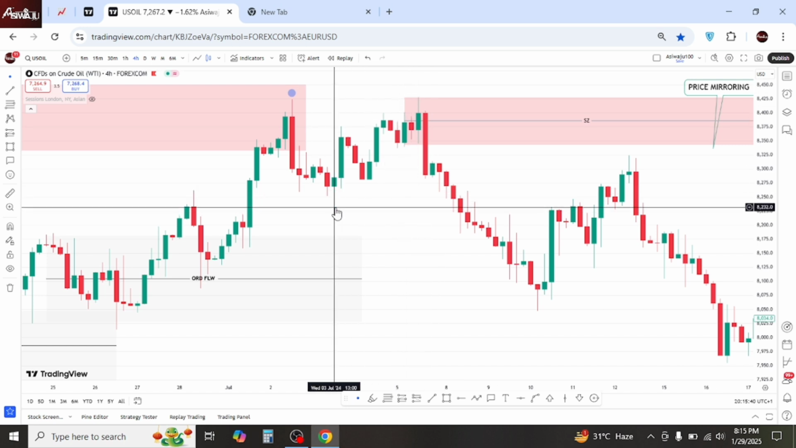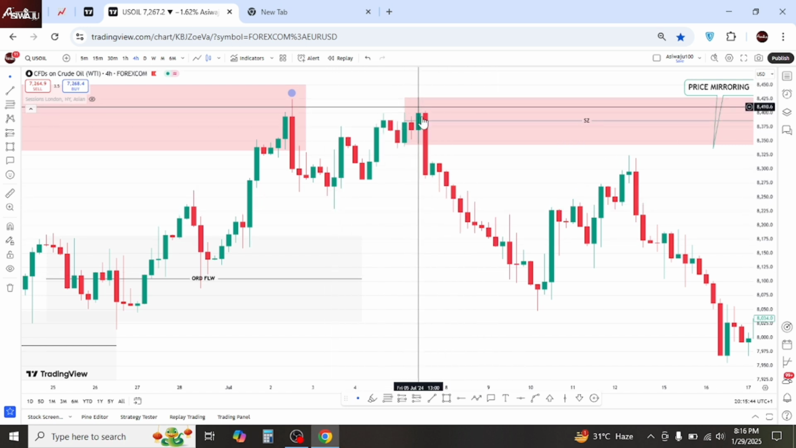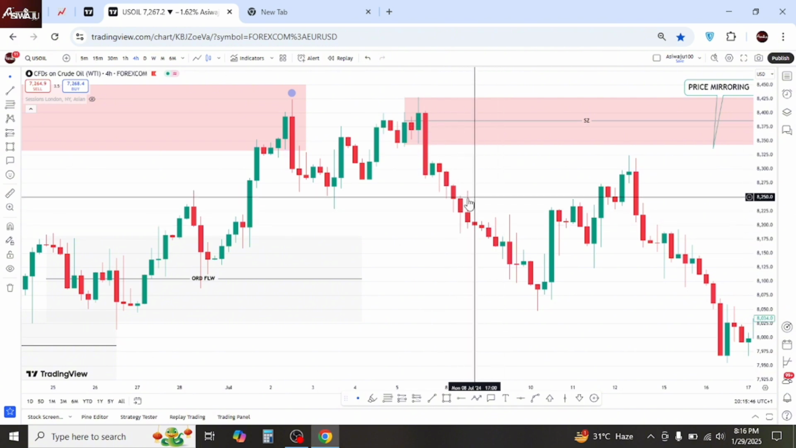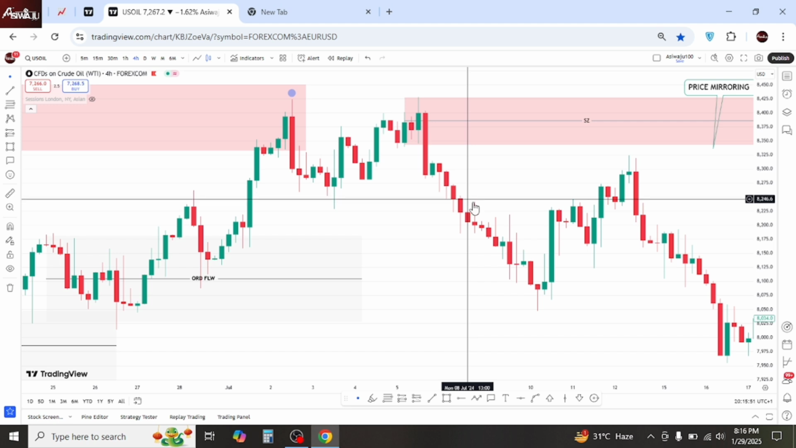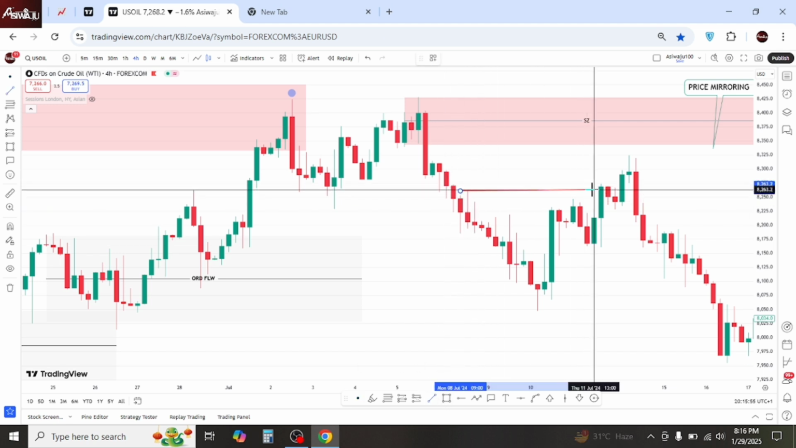Now our price broke this low. Immediately price broke this low. This becomes our supply level, mitigated supply level, and now we have another pullback here. Immediately we have another pullback here. We have a pullback here, which is our inducement point, which we can make use of for entry.